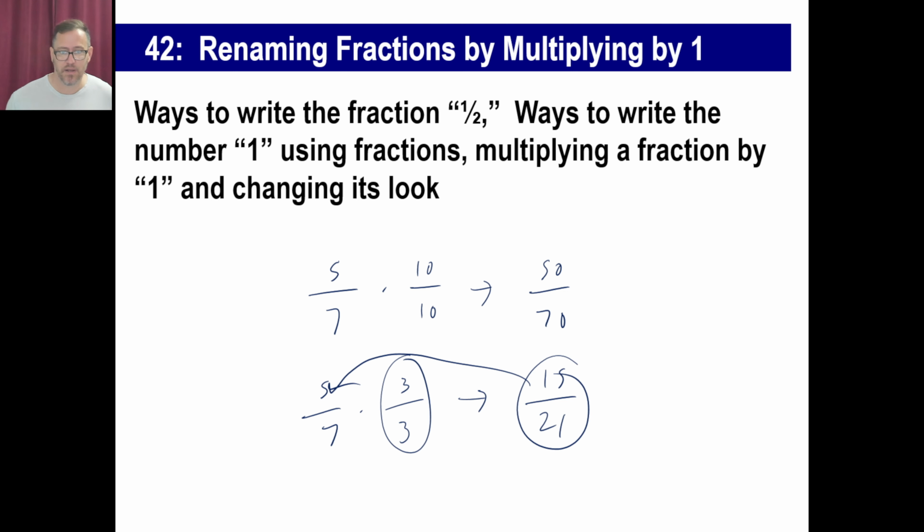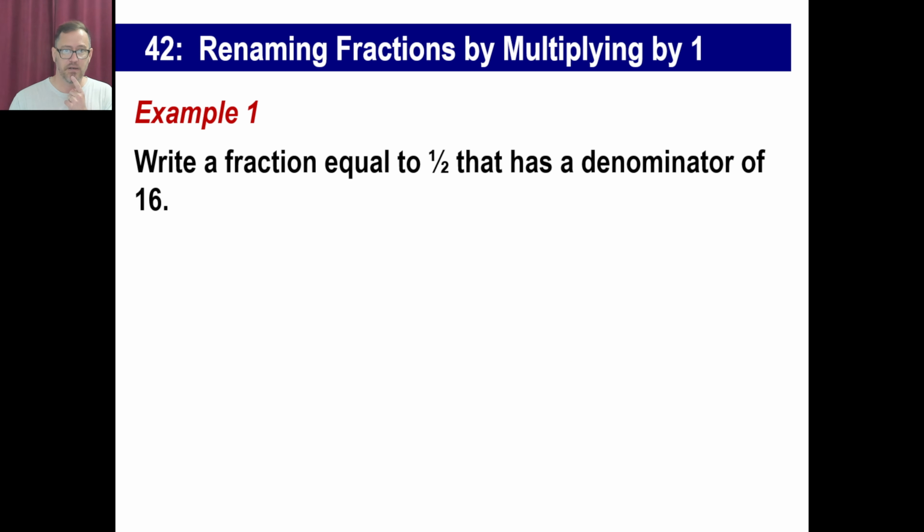Anytime you multiply any number in the world by 1, it's going to be the same number. It doesn't matter if it's a fraction or a decimal or whatever. You multiply something by 1, it ain't going to change. It might look different, but it's still the same as it was before. So that trick is going to help us today because we're going to write fractions with different denominators and numerators.